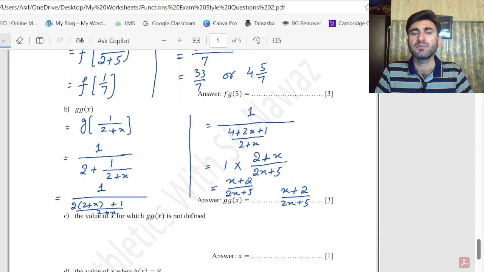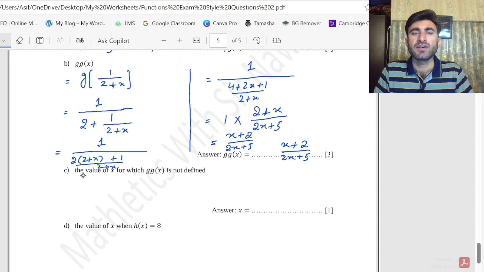Coming to the C part where it said find the value of x for which g of x is not defined. So a function is not defined if its denominator is 0. So we can find the value where the denominator is 0 by keeping 2x plus 5 equal to 0, and x here will become minus 5 divided by 2. So that is the value of x for which the function will not be defined.